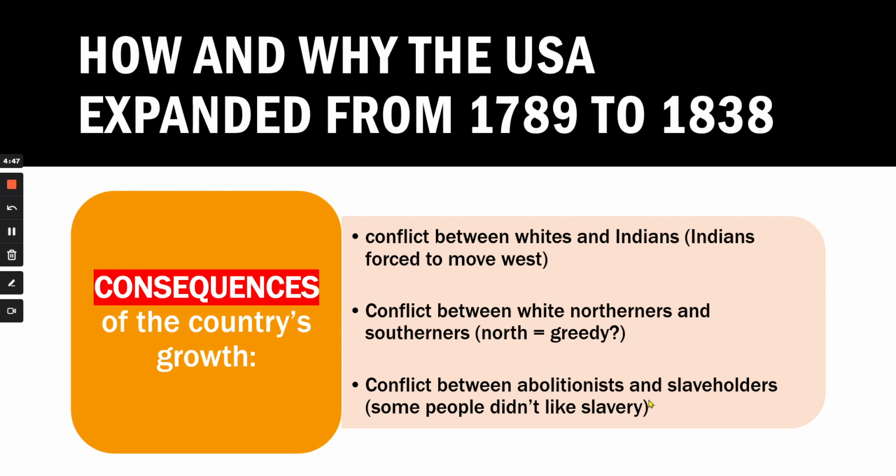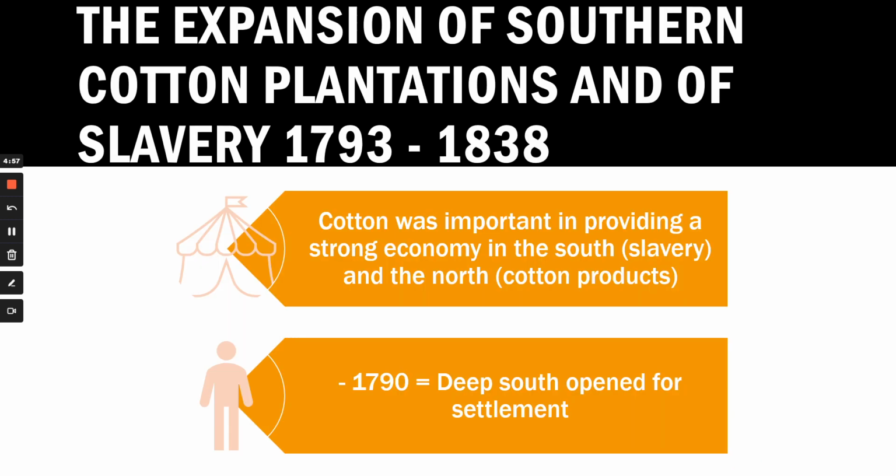There's conflict between abolitionists, which were people who didn't like slavery for whatever reason, and slaveholders, because some people thought that slavery was morally wrong. So the next subtopic, the expansion of southern cotton plantations and slavery, 1793 to 1838.